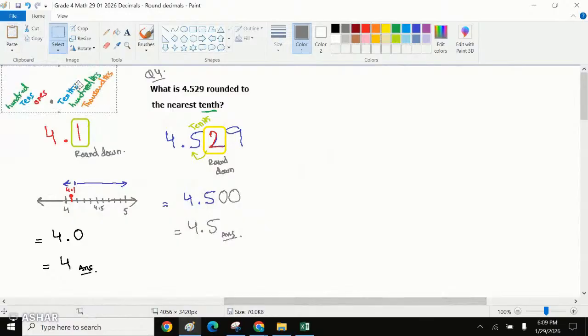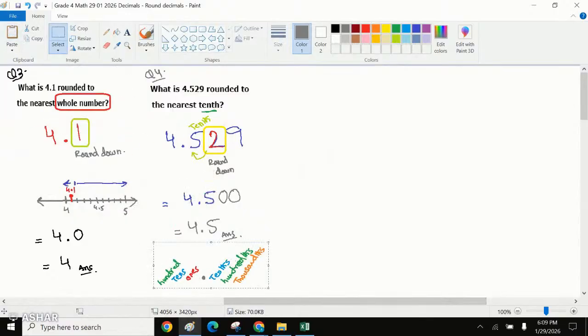We know that the tenth is right after the decimal, right? So we need to round it off to the tenth position, which means we need to retain the first decimal place, and we look at the second decimal number. That is 2. So 2 will round down. That means 2 becomes a 0 and all the numbers after 2 become 0. That means 2 will not affect 5. So it stays as 4.5.